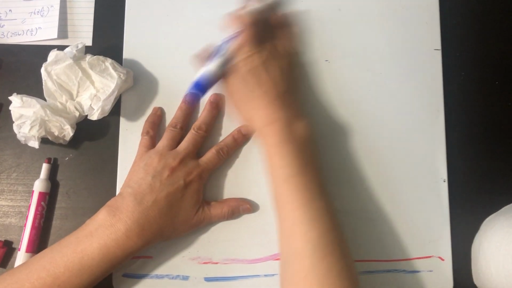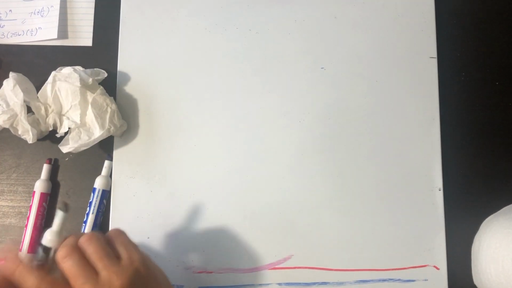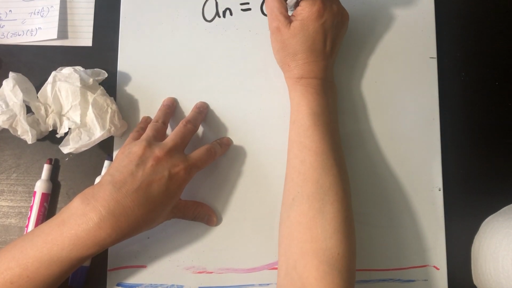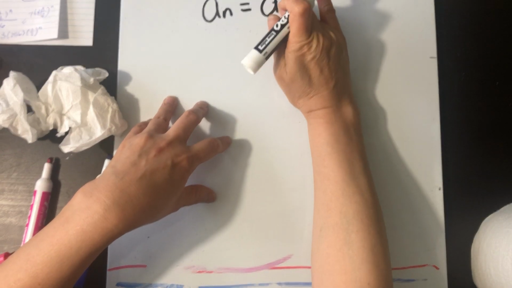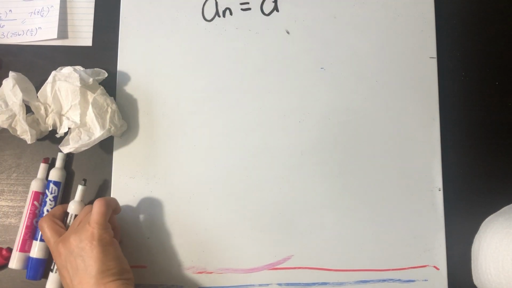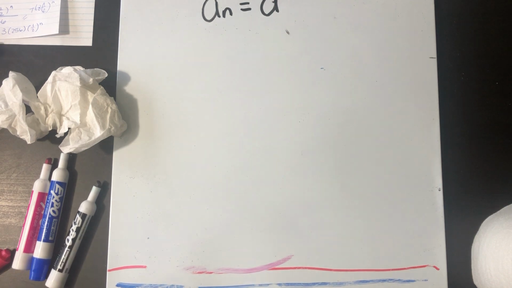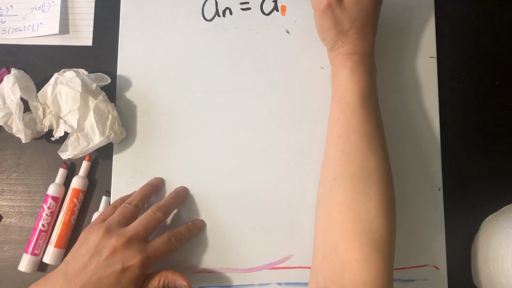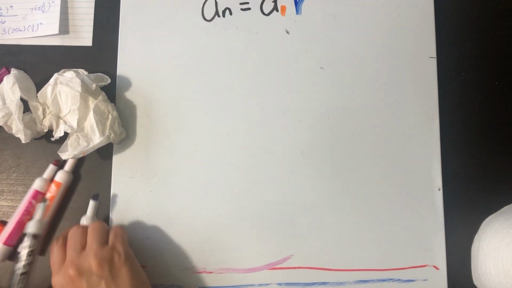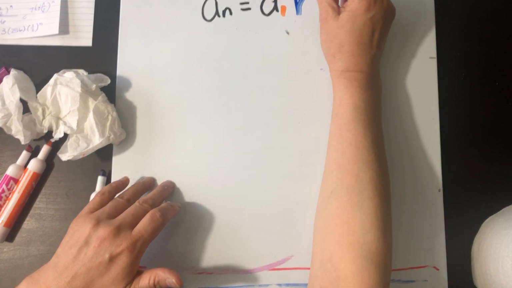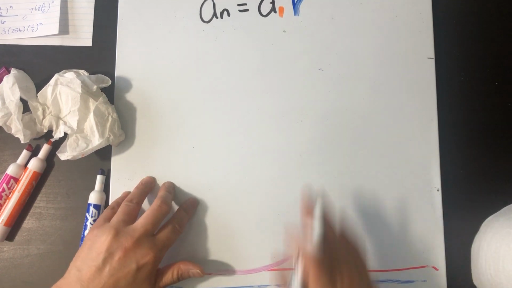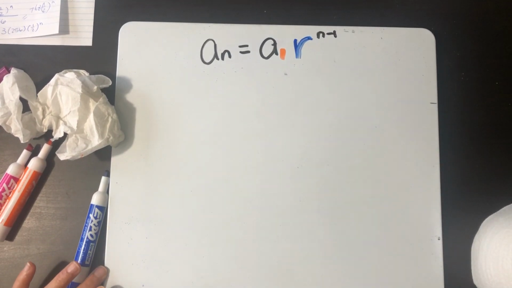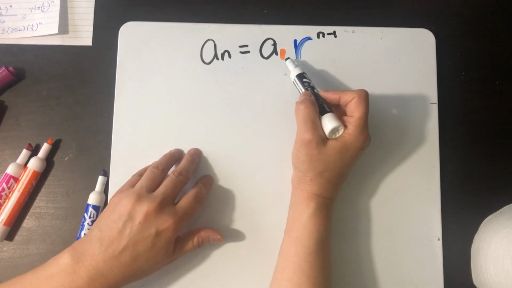Wait, let me do it again. Explicit is a_1, in terms of the first one. Maybe I should use this color. What should I use? Okay, I will use this color. Okay, a_1, and then the ratio, and then the ratio is to the n minus 1. Remember that? That's the one we learned today. Okay, good. All right.